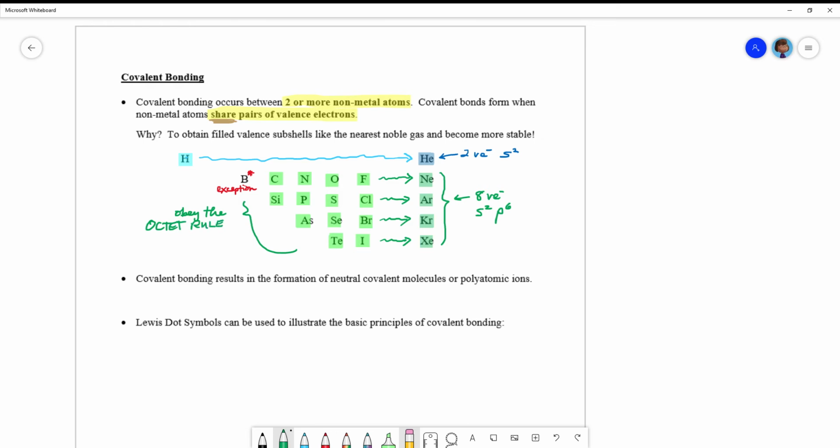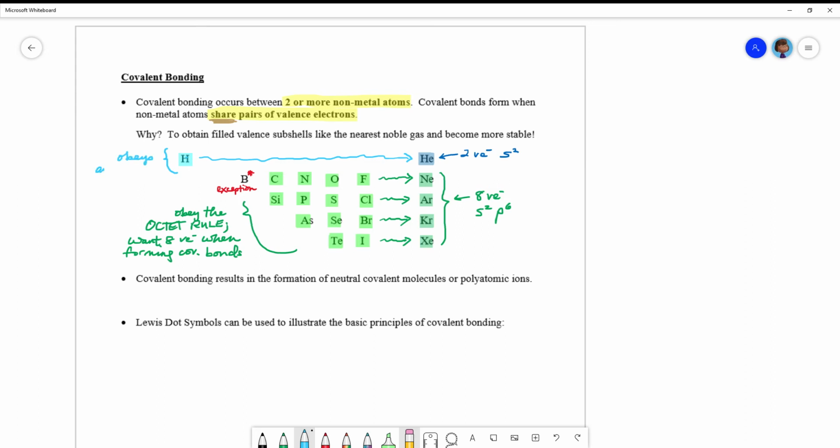And that is because they want 8 valence electrons. Octet is the rule of 8. So, they want 8 valence electrons when forming covalent bonds. But hydrogen's a little bit different. Since hydrogen's nearest noble gas neighbor is helium, and helium only has 2 valence electrons, when hydrogen forms covalent bonds, we say it obeys not an octet rule, but a duet rule.